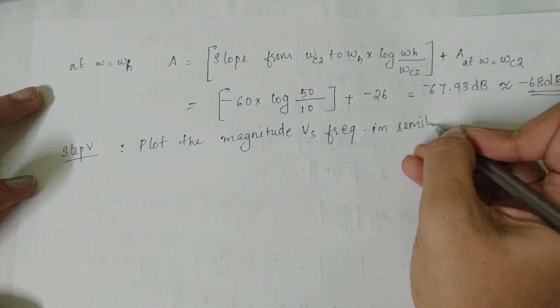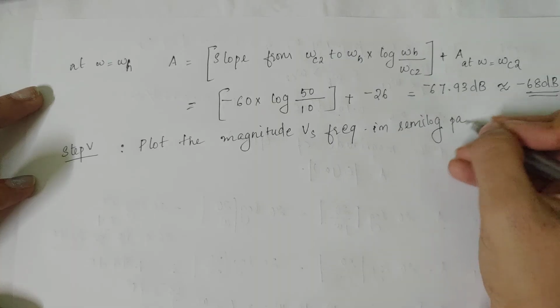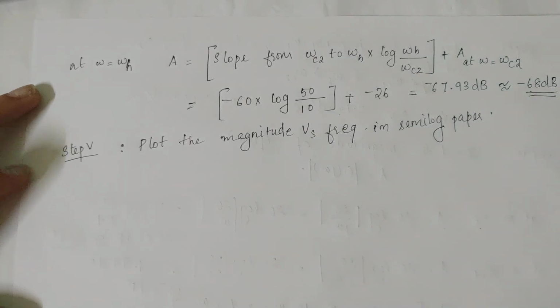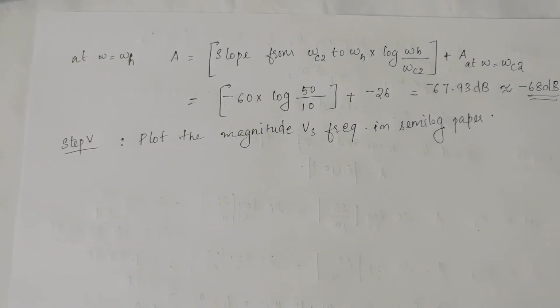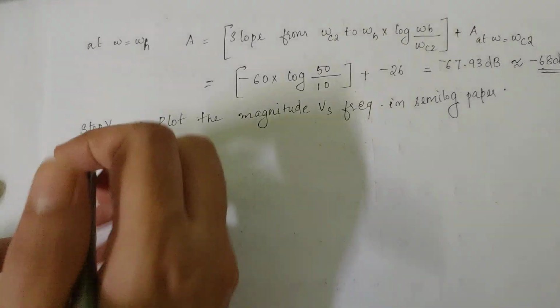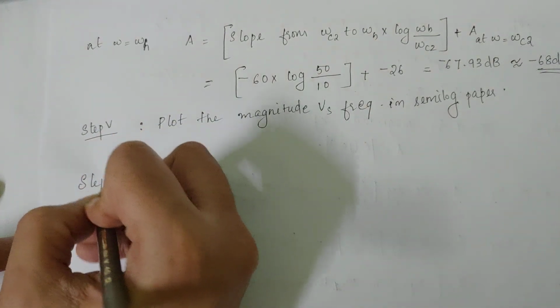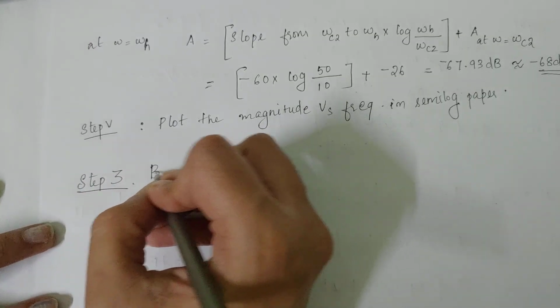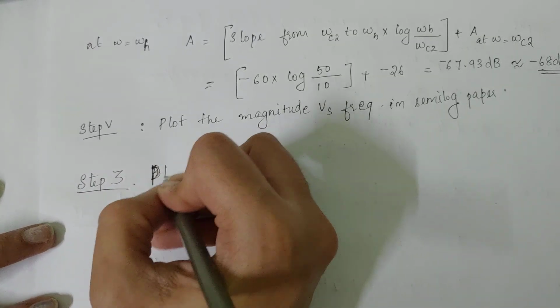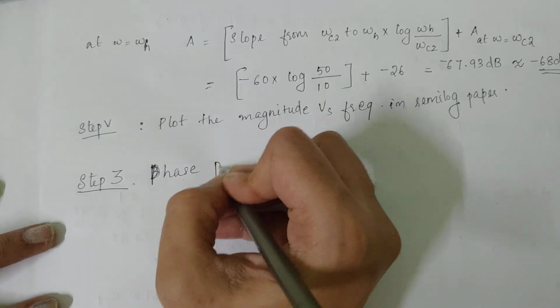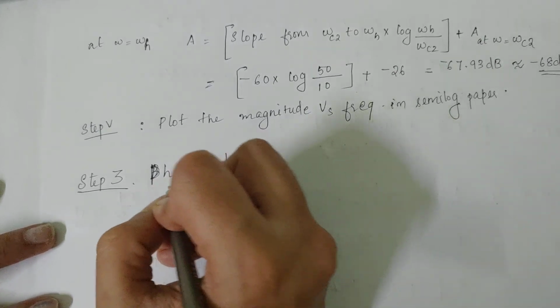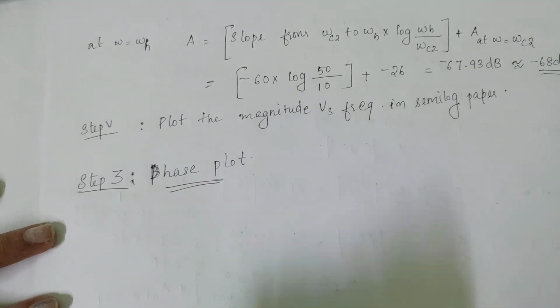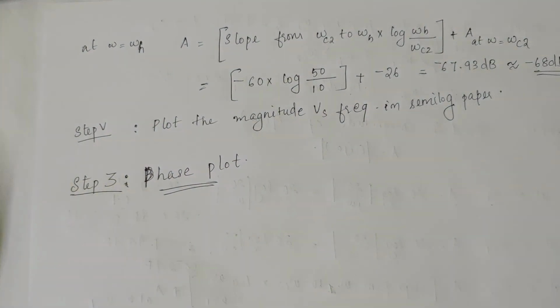In semi-log paper. Okay. Plot the magnitude vs frequency in semi-log paper. So, magnitude plot is over. Now, step 3 is the phase plot. Okay. So, step 3 is the phase plot.